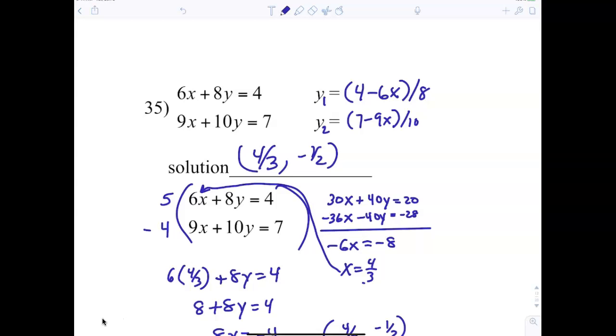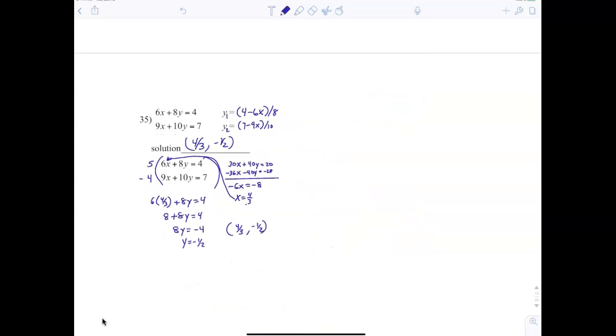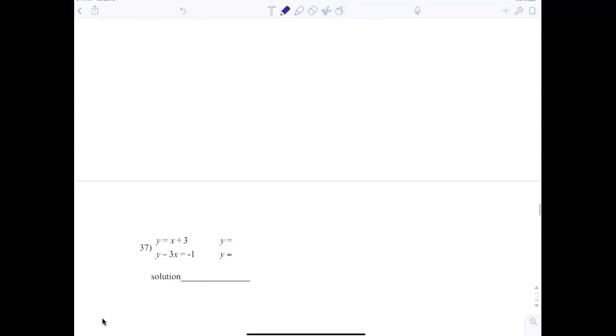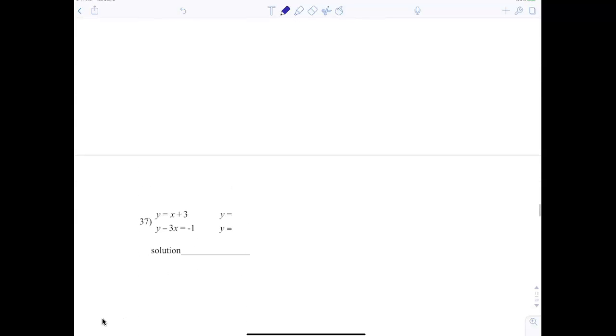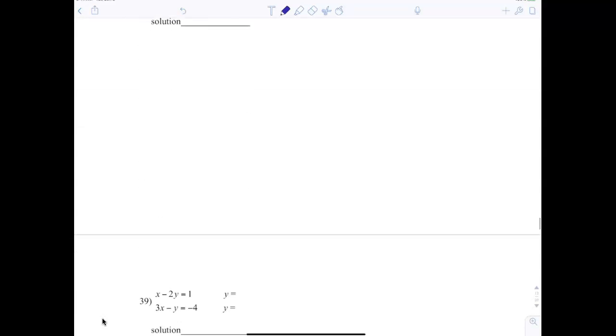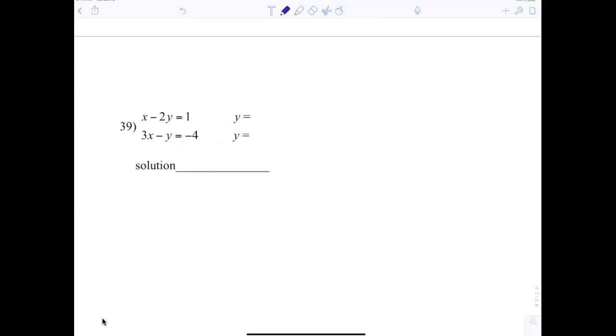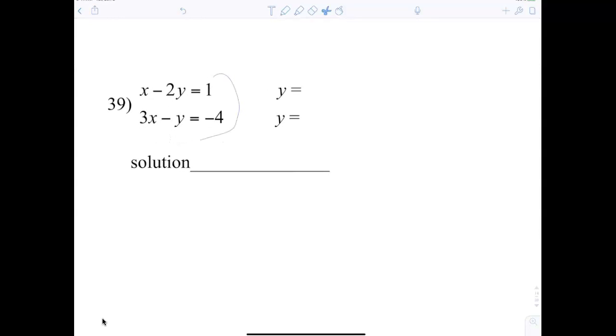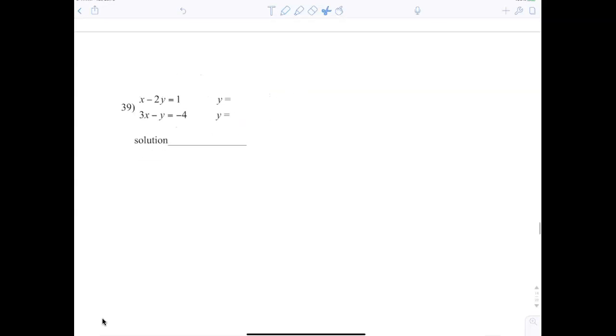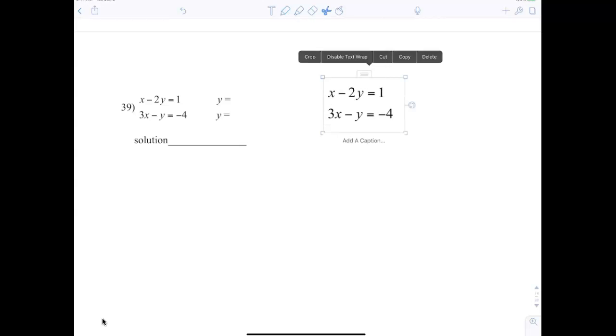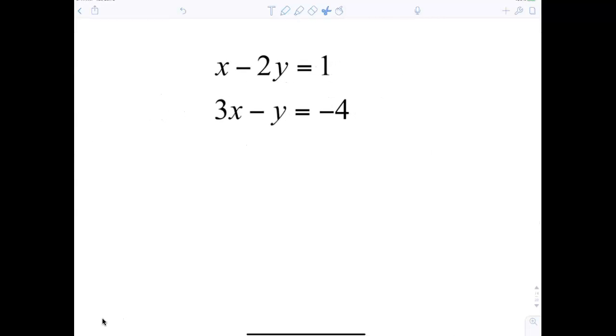All right, somebody else. Let's do another one. Anything else that looks hard here, guys? 39. Thank you. Okay, so let's check out 39. All right. What is your suggestion? What do I do here? Yeah, I like that. Multiply the bottom by negative 2. Could have also multiplied the top by negative 3. That's perfect. Perfect. All right, so let's multiply the bottom by negative 2.